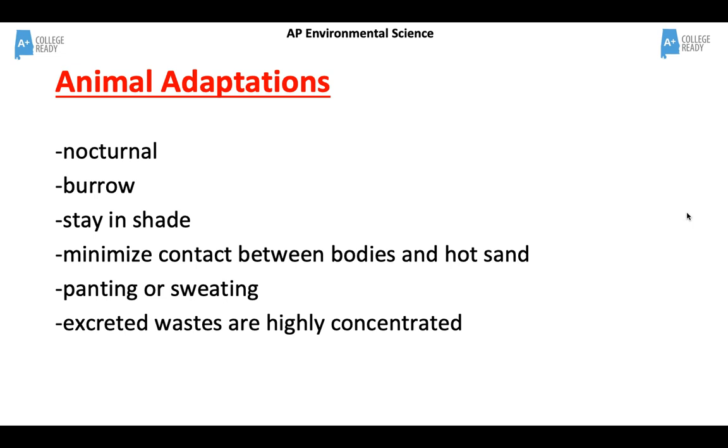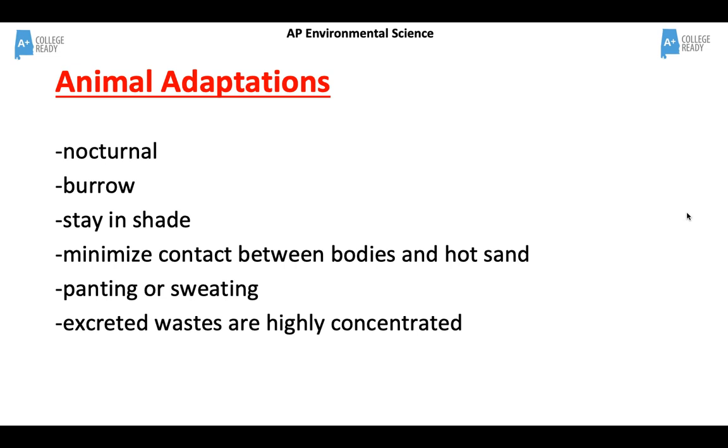They do tend to burrow, just like in the grasslands. They tend to stay in the shade, and they try to minimize the contact between their bodies and the sand because of the heat. They are adapted to pant or sweat instead of just letting their bodies overheat. That helps them release heat. And the excreted wastes are highly concentrated. So what that means is they might, like reptiles and birds, for example, use urates.